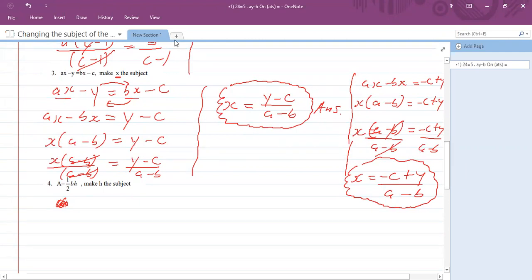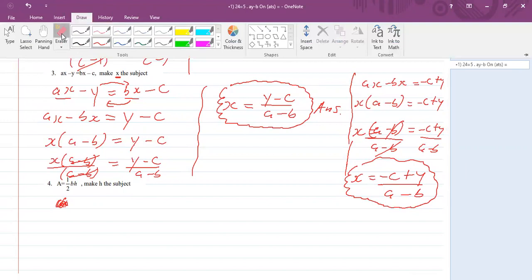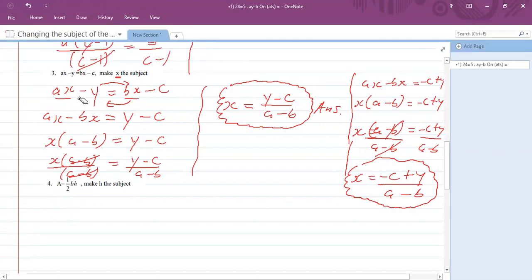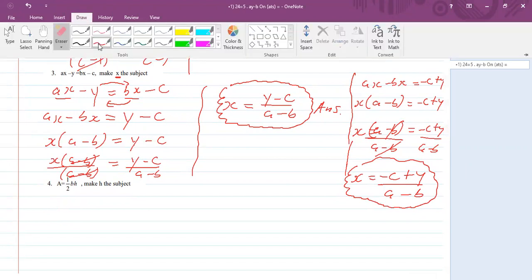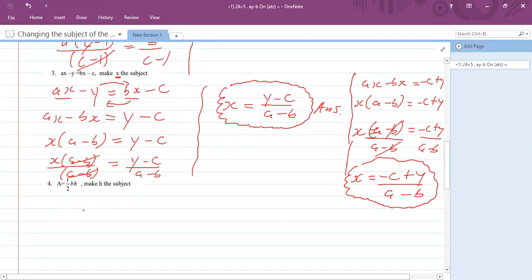All right, number 4. They want to make H the subject. A is equal to half BH. And I want to make H the subject.